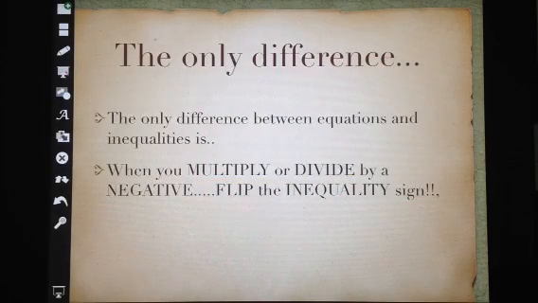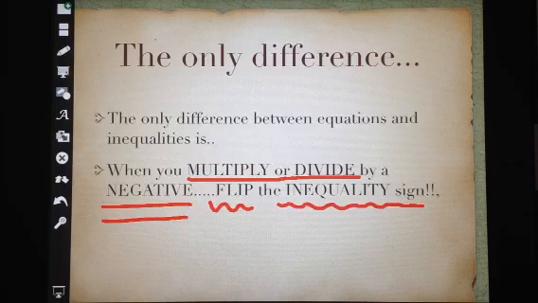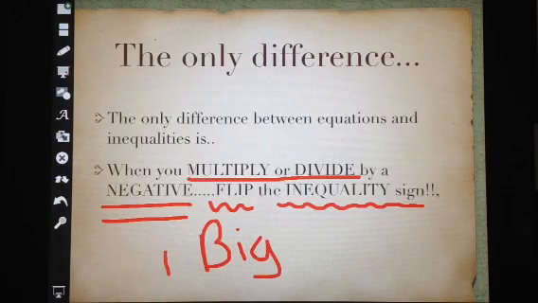This is the big one. The only difference between equations and inequalities is that when you multiply or divide by a negative, you have to flip the inequality sign. This is the big, important idea you need to remember when you're solving inequalities. It's only true for inequalities, and it's only when you multiply or divide by a negative number. Now let's try.